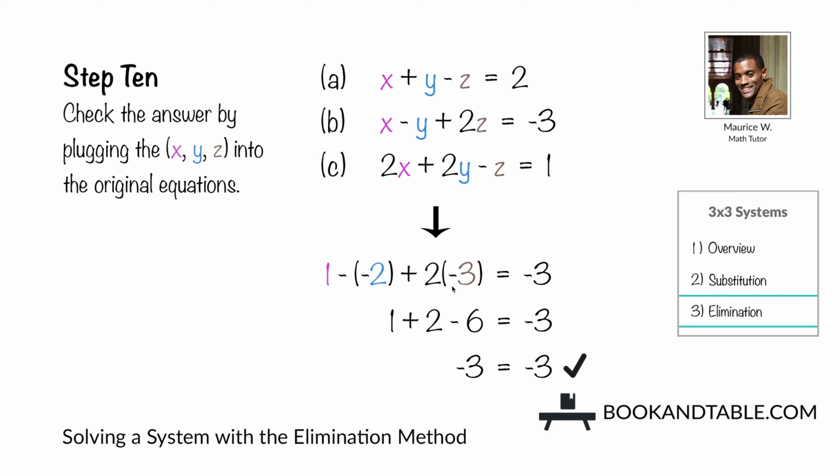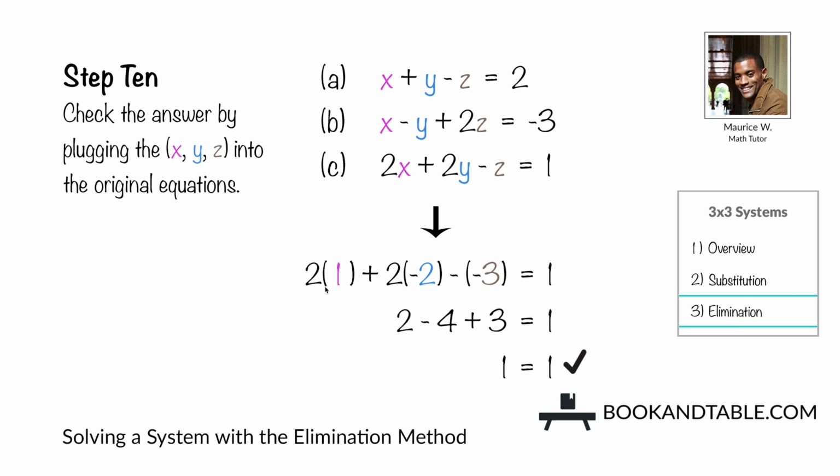For equation B, we get 1 minus negative 2, which is 1 plus 2, plus 2 times negative 3, which is negative 6. 1 plus 2 is positive 3. Positive 3 minus 6 is negative 3, giving us the true statement negative 3 is equal to negative 3, confirming that these are the correct values for x, y, and z for equation B.